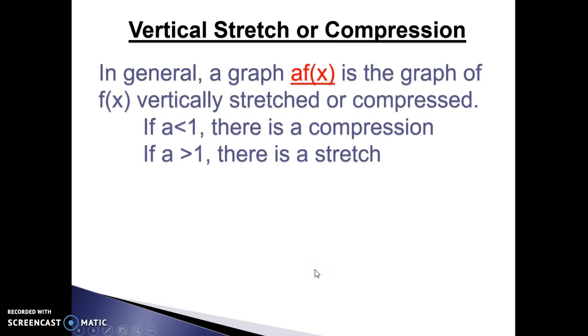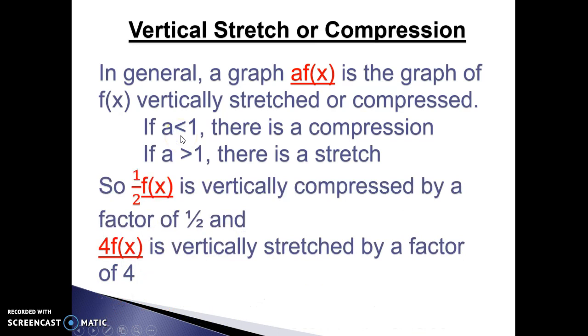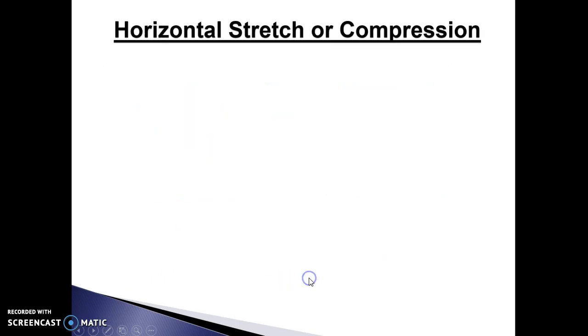Okay, so in general, if you have a number out in front of f of x, that is the graph of f of x that is vertically stretched or compressed. If that number is less than 1, then there is a compression. If it is greater than 1, then there is a stretch. So if we look at 1/2 f of x, that is going to be vertically compressed by a factor of 1/2 because it is smaller than 1. If we have 4 times f of x, that is vertically stretched by a factor of 4.